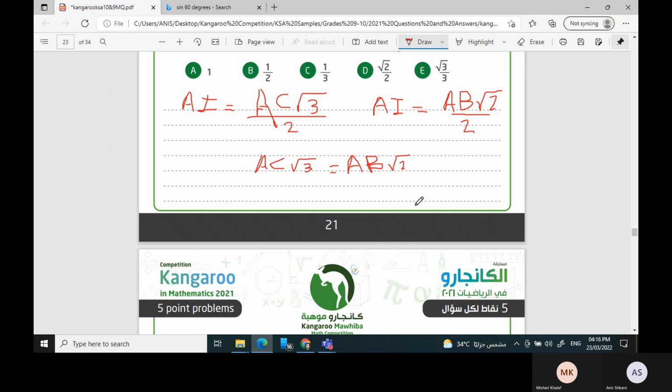And now simply, AC over AB is equal. Let me write it, because if someone is watching the recorded session, of course he will understand. AC over AB is surely equal to radical 2 over radical 3. So is it in our choices? It's not in our choices.